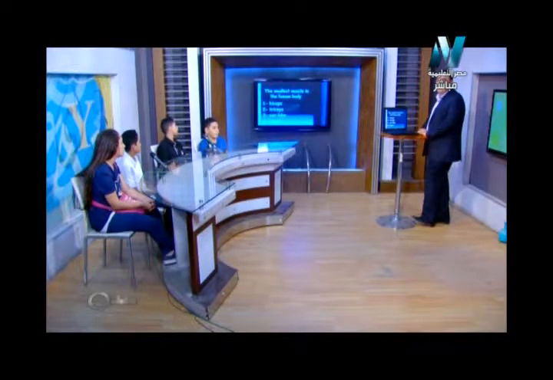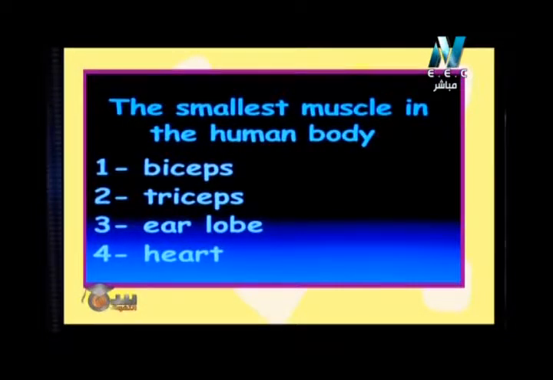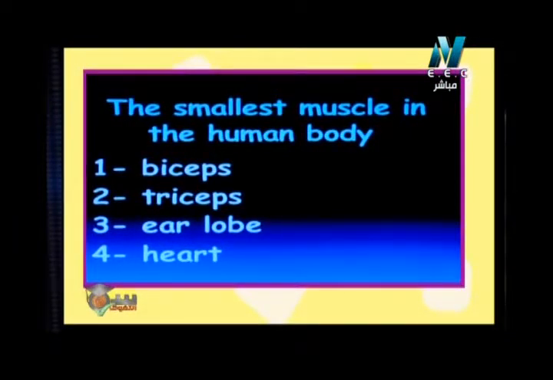The question says, the smallest muscle in the human body is biceps, triceps, earloop, or heart. You know the muscles, biceps or triceps. You know them? Okay. Earloop, heart. The question asks for the smallest muscle in the human body. Let's start the timer now.